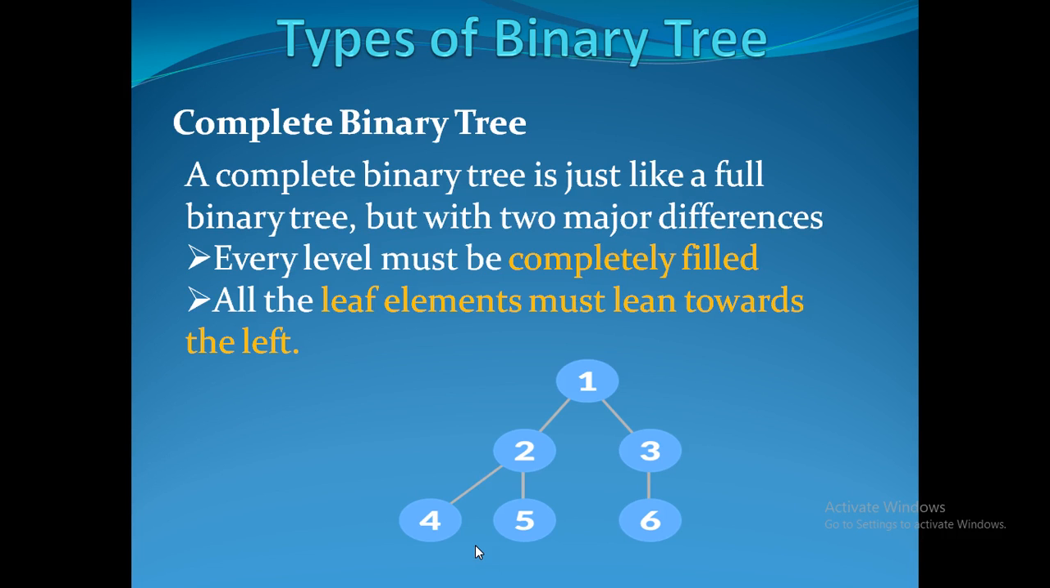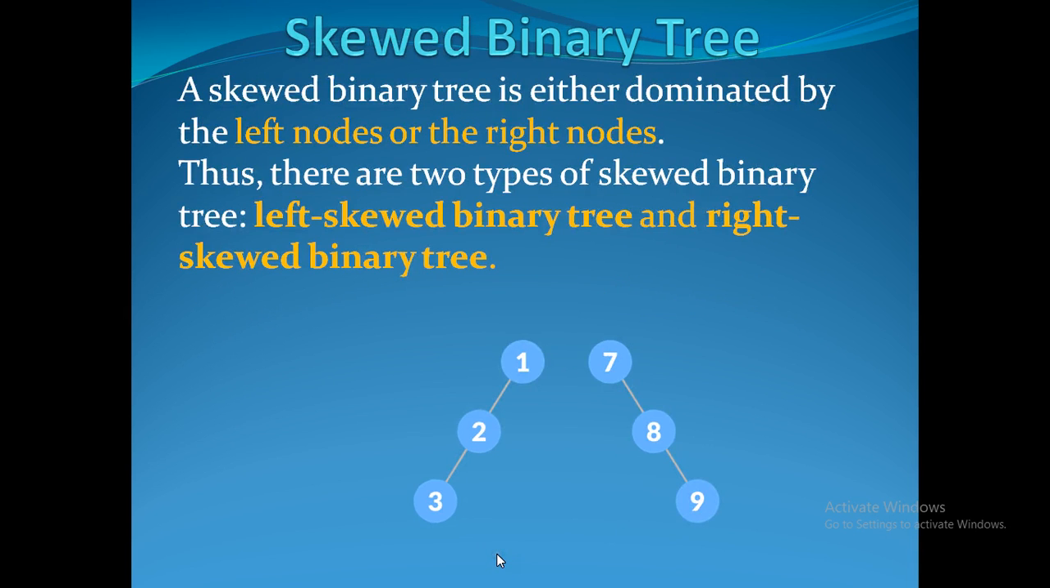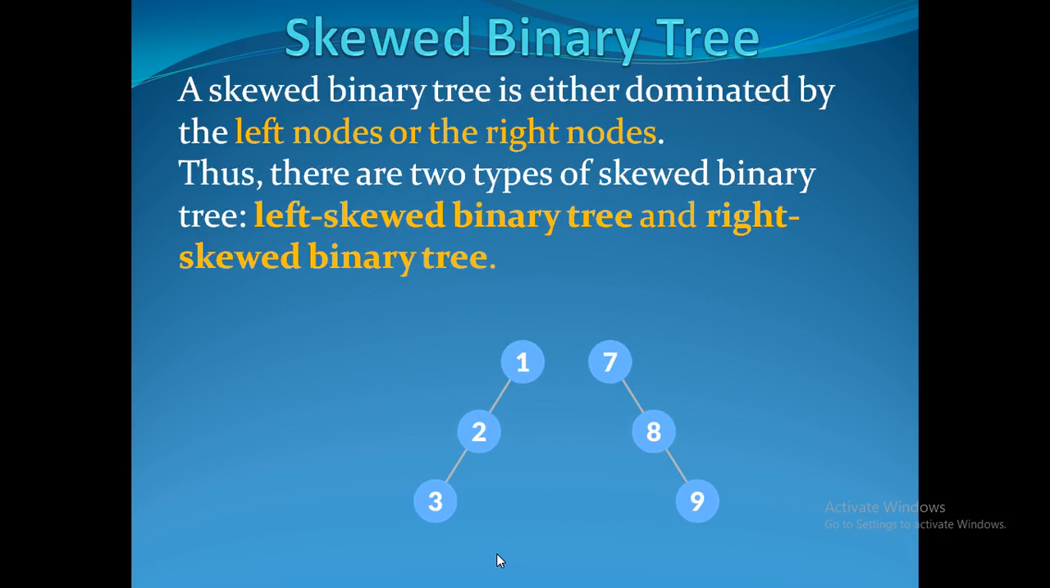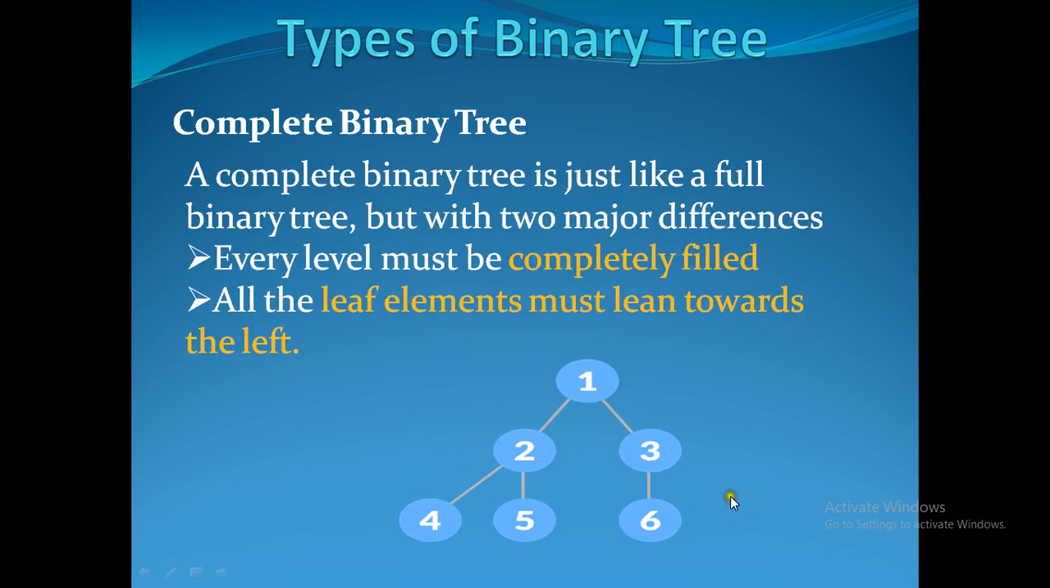So here 1 is a root node. So root node level is 1. Then 2, 3 are the next level. Root node is in level 1. 2 and 3 are in level 2. 4, 5, 6 are in level 3. So the first one, every level must be completely filled.